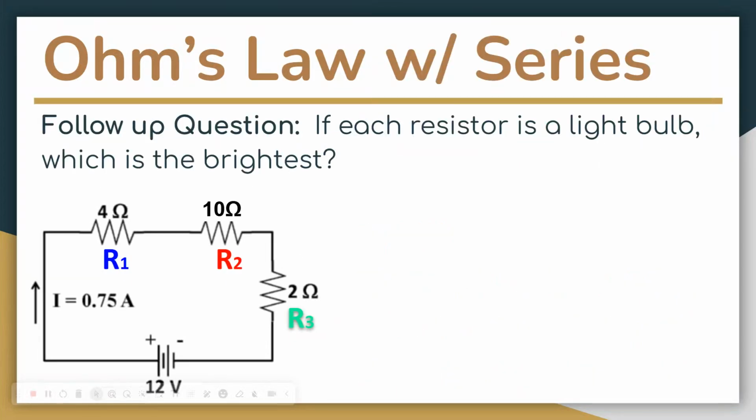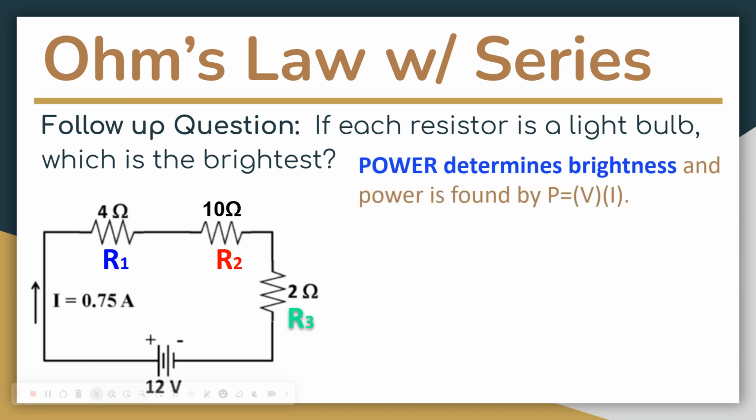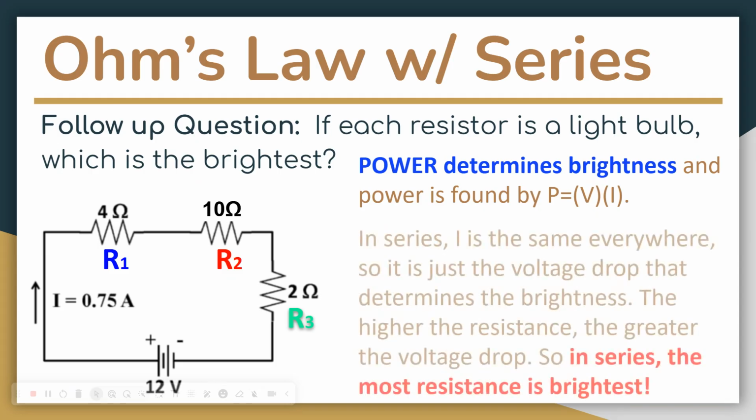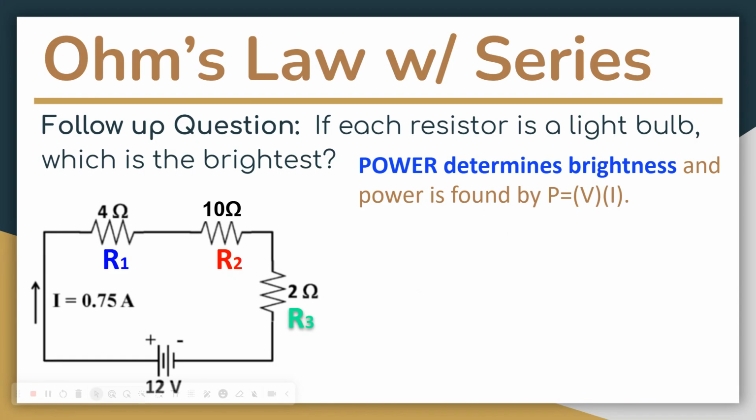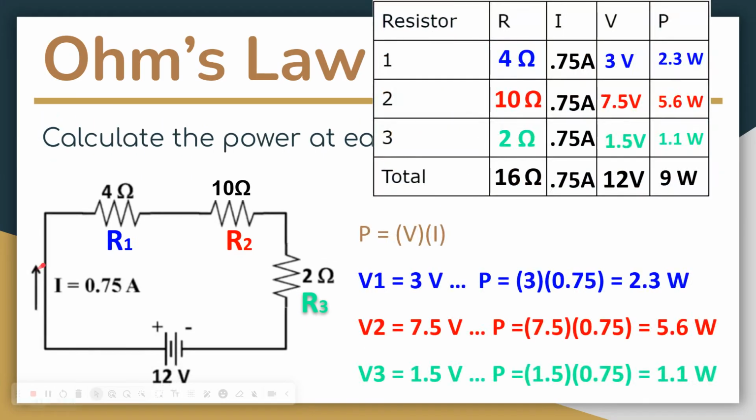All right, follow-up question. If each resistor is a light bulb, which is brightest? You want to add this to your notes. Power determines brightness. If you can calculate the power, you will know which one is brightest. And we just calculated the power. Okay, let me go back real quick. The power was greatest at resistor 2, 5.6 watts. That's going to be your brightest bulb because it has the most power.